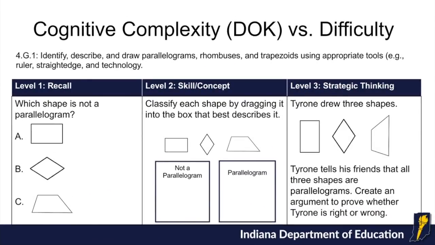Here you can see an example of the same mathematical concept, a grade 4 standard about identifying, describing, and drawing various shapes, including parallelograms, with appropriate tools, approached at 3 different levels of cognitive complexity. The depth of knowledge 1 item is just asking the student to recall and reproduce the definition of a parallelogram. The depth of knowledge 2 item is asking the student to classify the shapes.